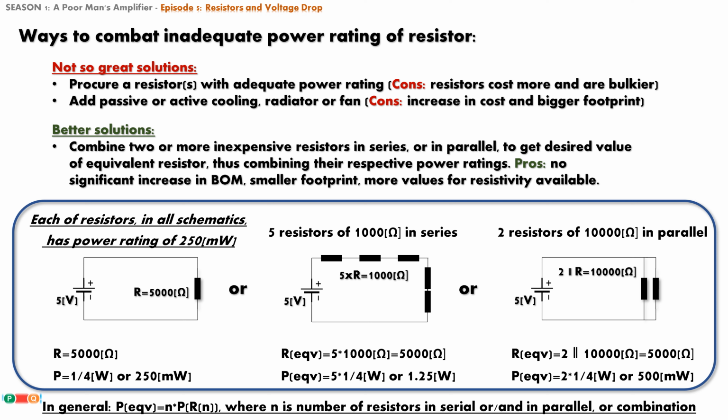Combining resistors in this manner provides us with an unexpected bonus. Placing resistors in series, or in parallel, or in combination, sums their respective power ratings. So, if we put two resistors with a power rating of 250 milliwatts either in series or in parallel, the equivalent resistor will have a combined power rating of 500 milliwatts. By combining even more resistors, you can ramp up the equivalent resistor's power rating to several watts or even more.